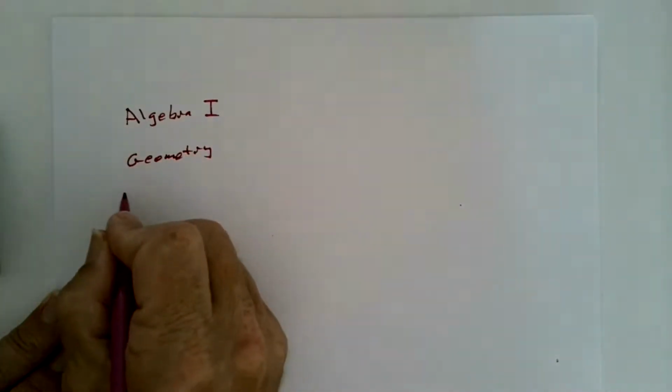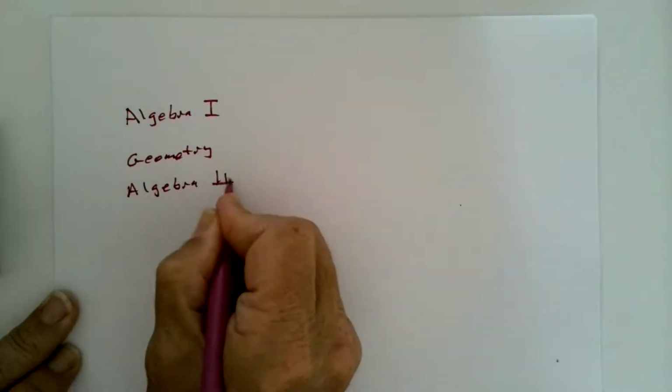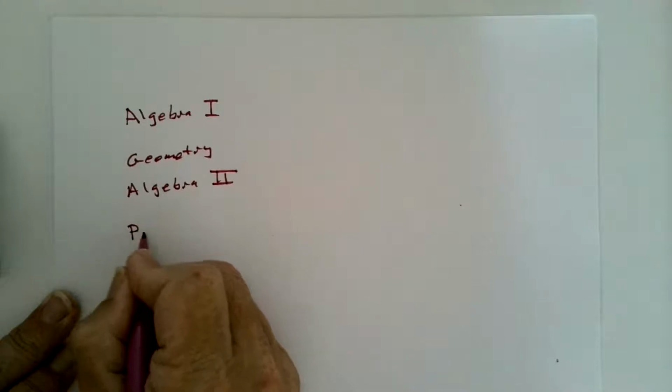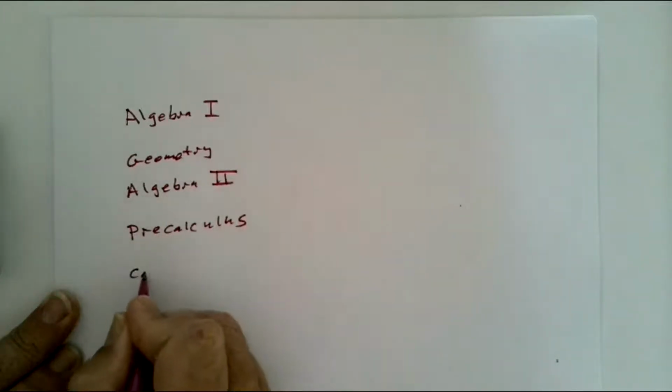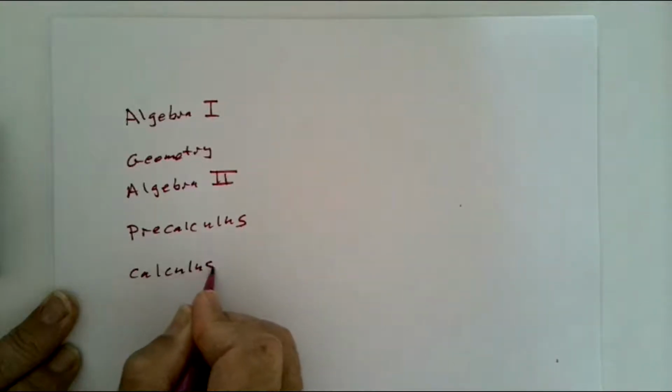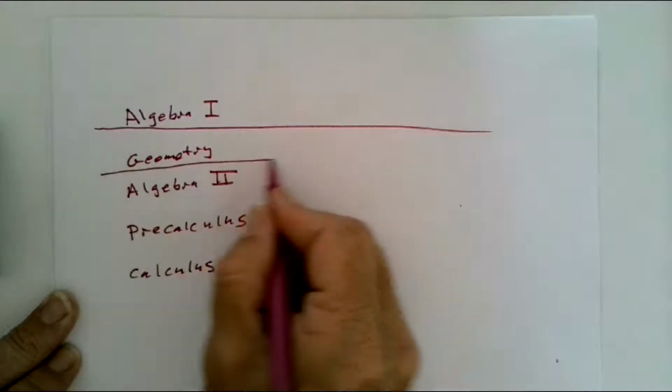We can have Algebra 2 students. We can have pre-calculus students. We can have calculus students. So these are all of the math classes at a given high school.